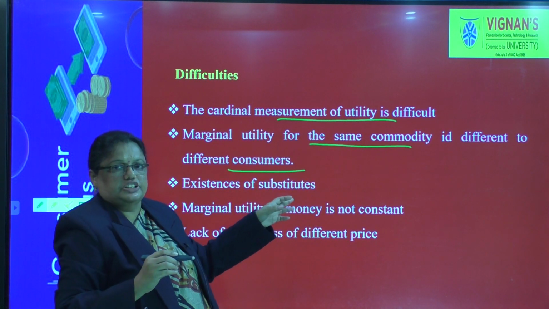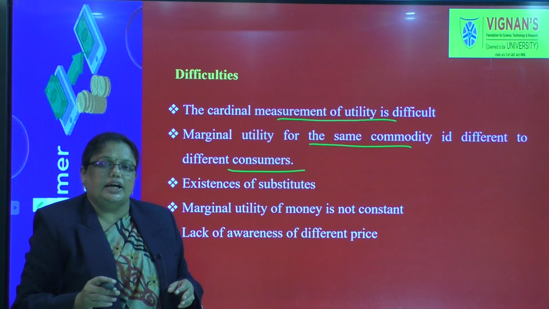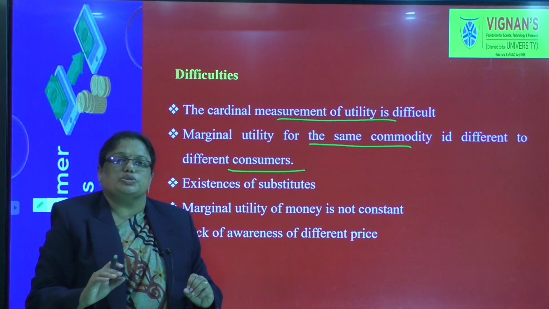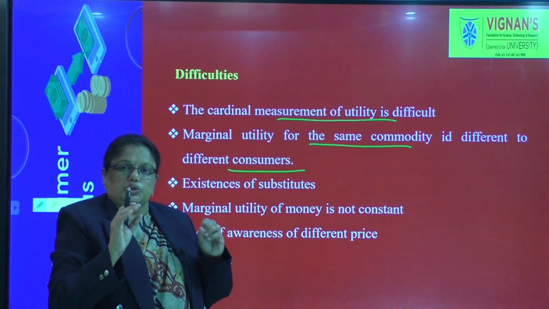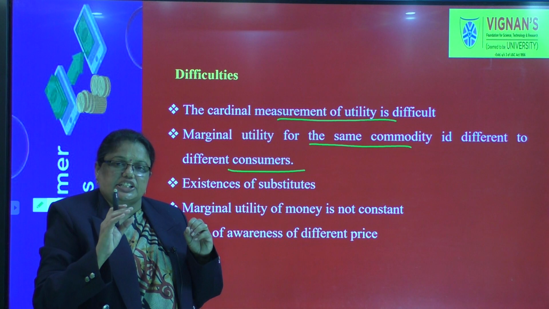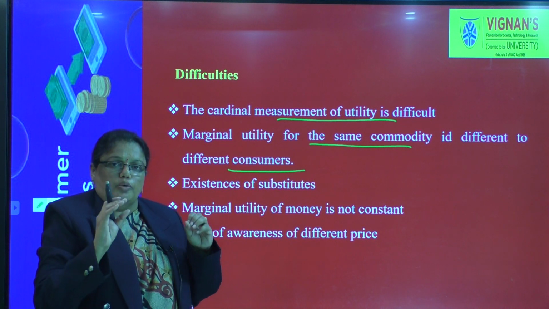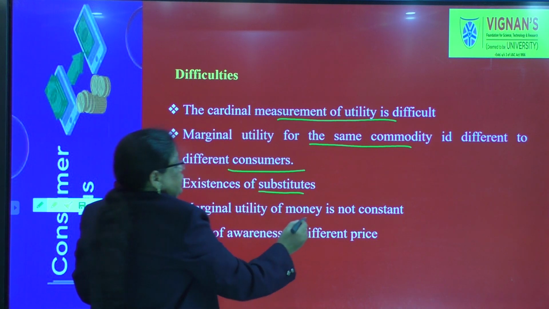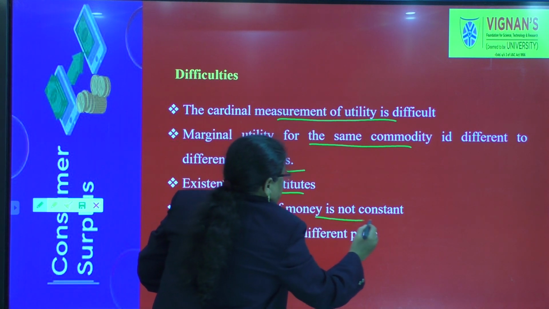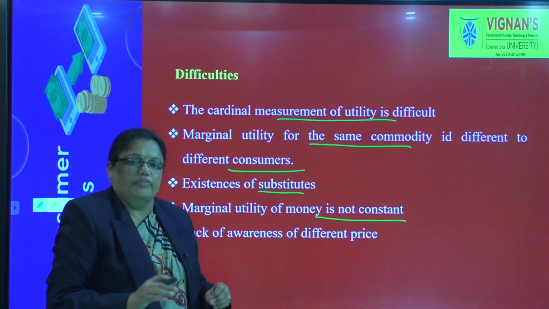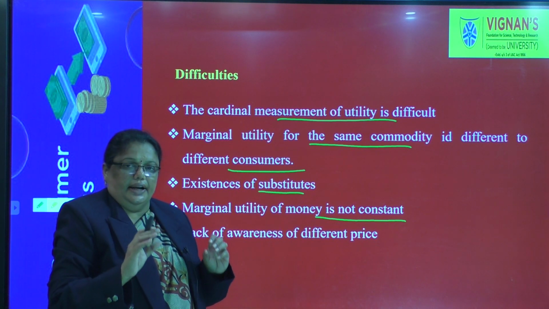Existence of substitutes. We are assuming that there are no substitutes, but in the real world that is not possible. There are so many substitutes in the real world; each commodity has many substitutes. Marginal utility of money is not constant. We are assuming that the marginal utility of money is constant, but it is not.